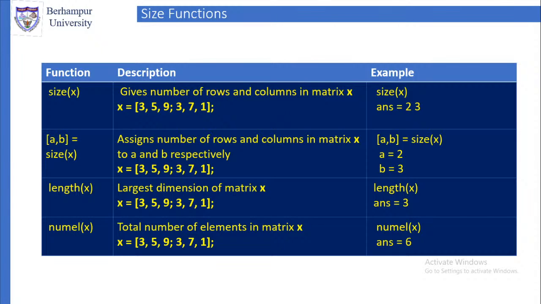Then numel, the function that gives you the total number of elements in the matrix. For example, in this 3 cross 2 matrix, the total number of elements is 6. If you have an m cross n matrix, the total number of elements is m into n, so the result will be m into n. It is a 3 cross 2 matrix, therefore 3 into 2 is equal to 6. So the answer will be 6.